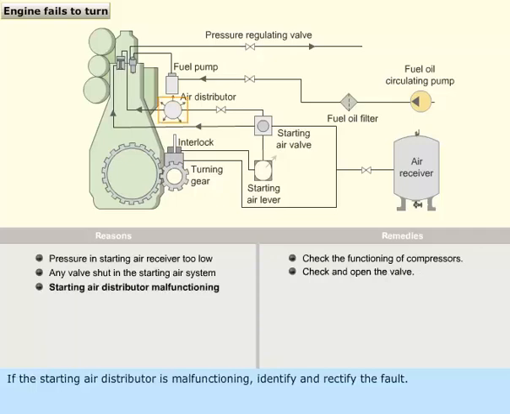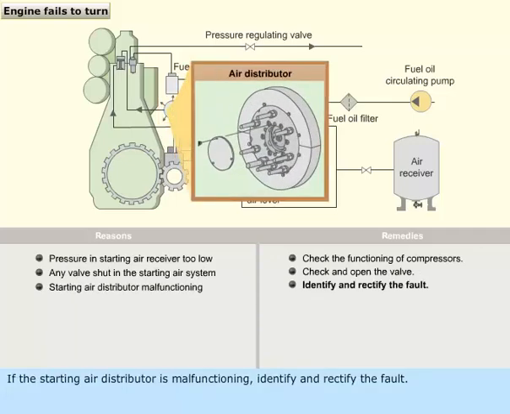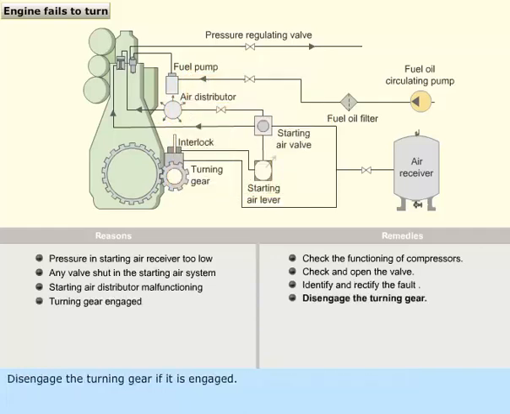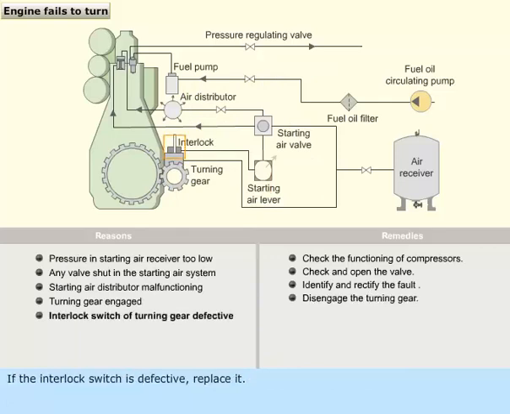If the starting air distributor is malfunctioning, identify and rectify the fault. Disengage the turning gear if it is engaged. If the interlock switch is defective, replace it.